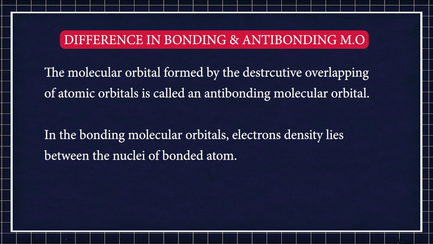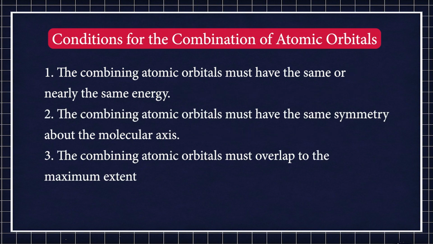And what are these? The linear combination of atomic orbitals to form molecular orbitals takes place only if the following conditions are satisfied. The condition is the combining atomic orbitals must have the same or nearly the same energy. This means that one 1s orbital can combine with another 1s orbital, but not with 2s orbital, because the energy of 2s orbital is appreciably higher than that of 1s orbital. This is not true if the atoms are very different.